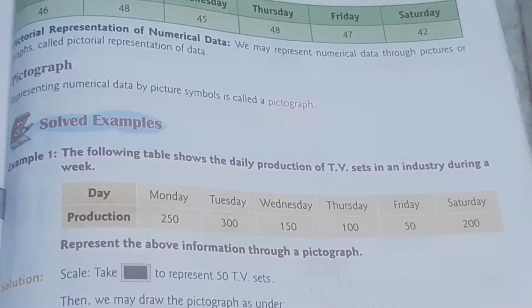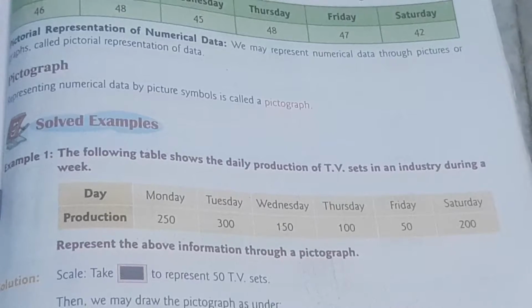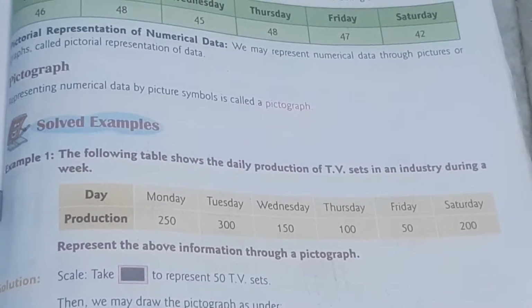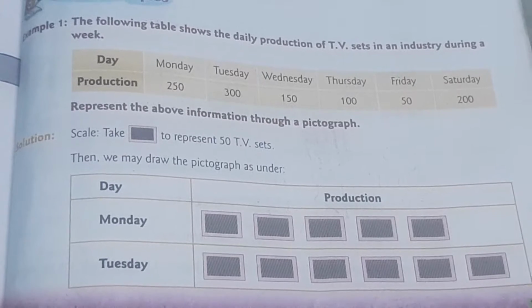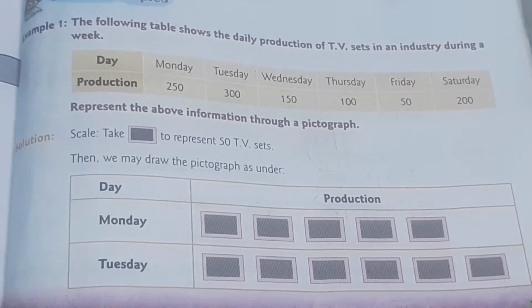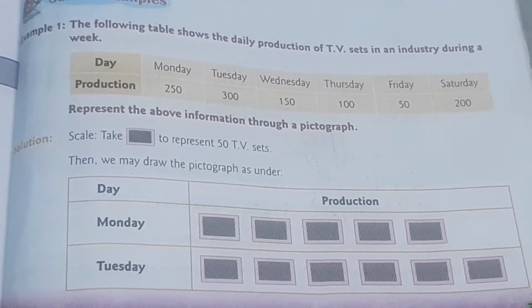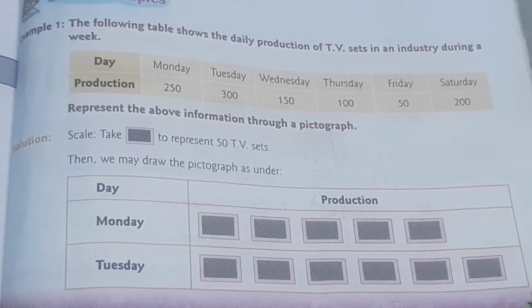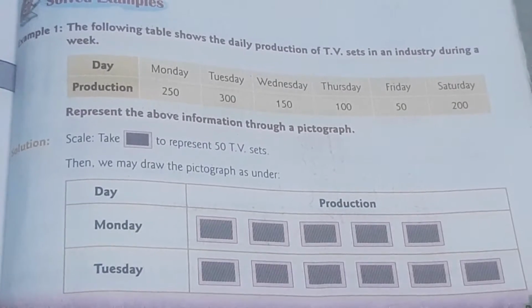Now represent the above information through a pictograph. These numbers, meaning the production of the TV sets, we have to represent through the pictograph. Okay. And please remember, as we can see, one rectangular box is given here, in pink and grey color. So one rectangular box represents 50 TV sets, because it's impossible to draw 250 TV sets.